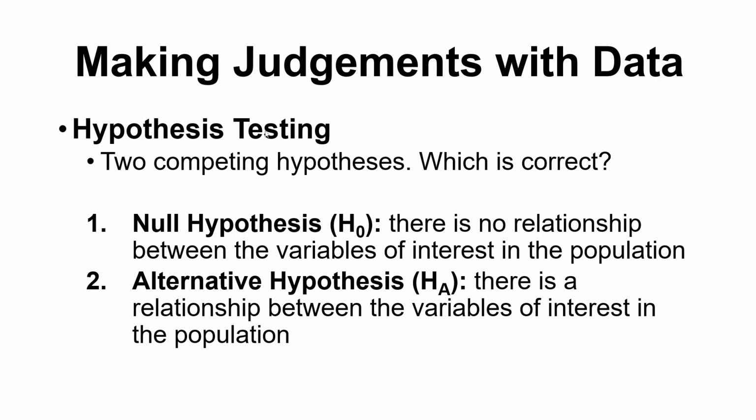Hypothesis testing revolves around the fact that we have two competing hypotheses. One of the hypotheses is that the relationship we're predicting to see is actually happening. The other is that the relationship we expected to see is not happening. They have names that are conventionally assigned.